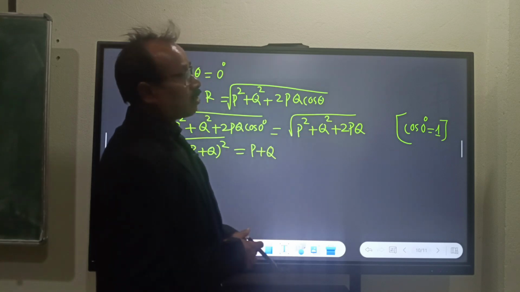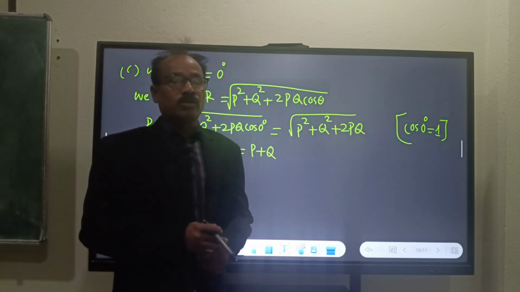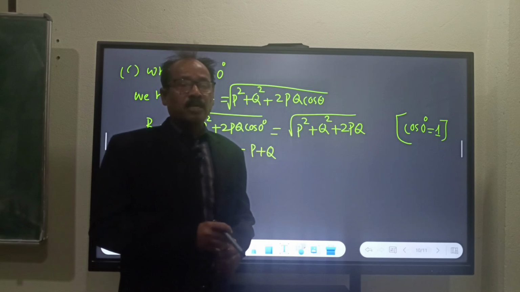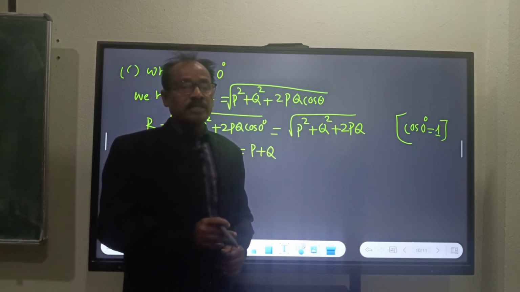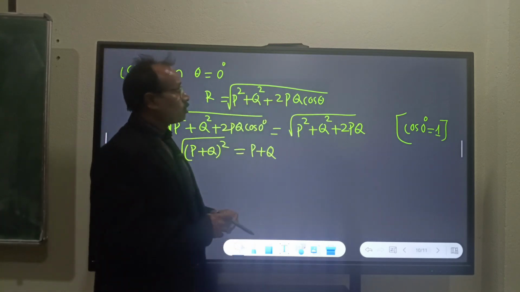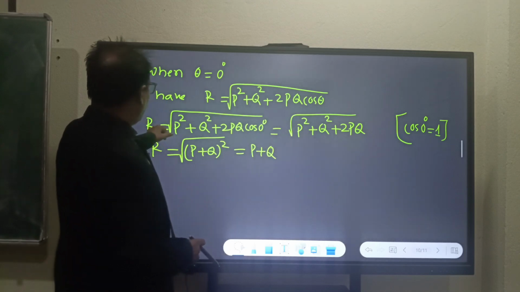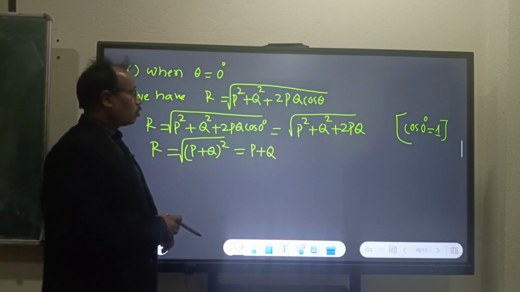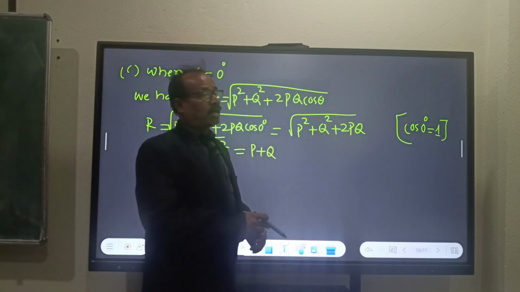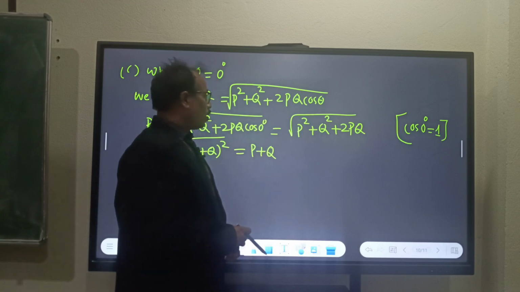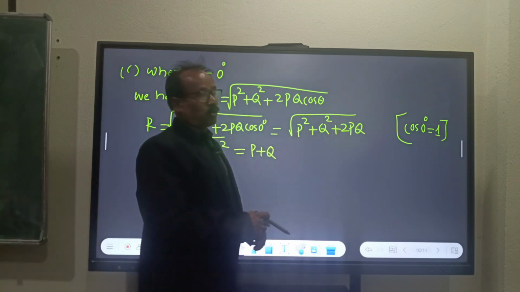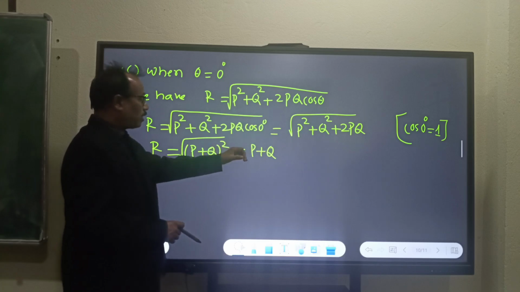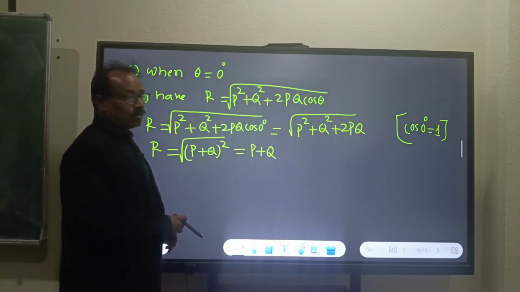Then, third condition, when theta is equal to 0 degrees. You know that R is equal to root over P square plus Q square plus 2PQ cos theta. Since cos 0 is equal to 1, we have R is equal to root over P square plus Q square plus 2PQ cos 0, which is P square plus Q square plus 2PQ. It is the P plus Q whole square. Now, R is equal to root over P plus Q whole square, which is equal to P plus Q.